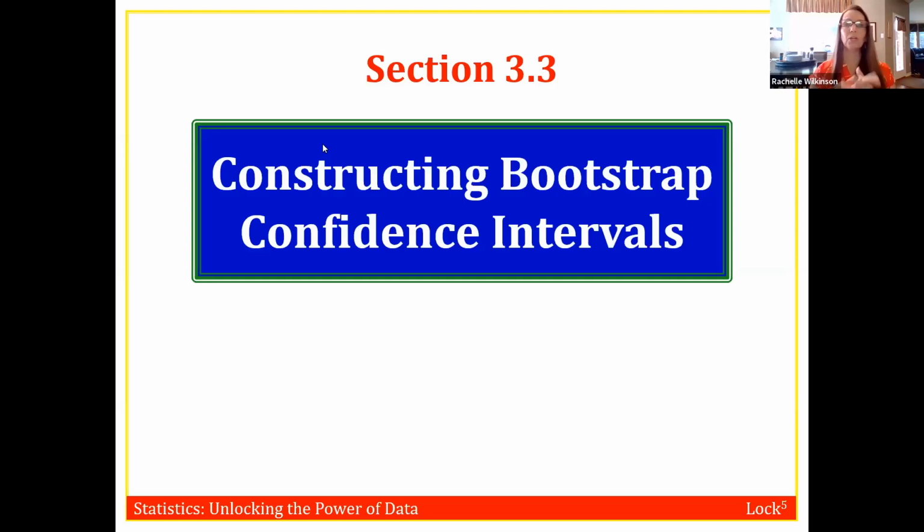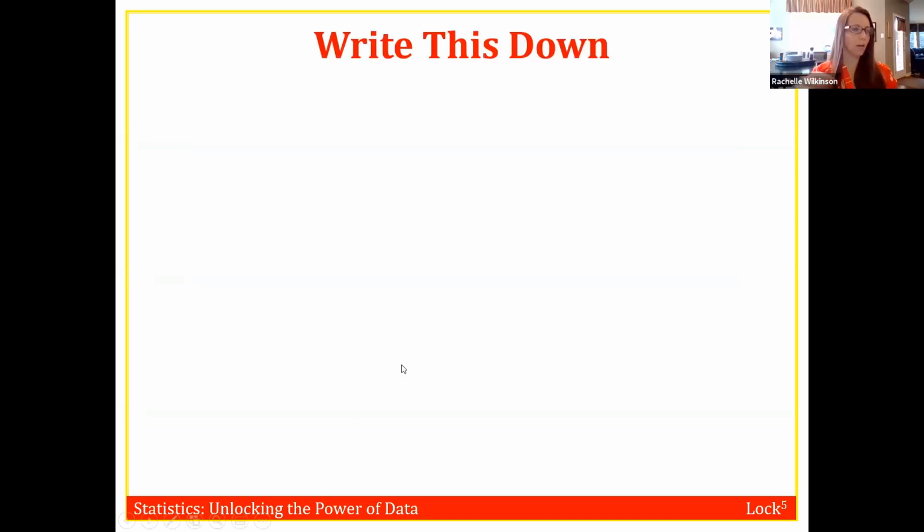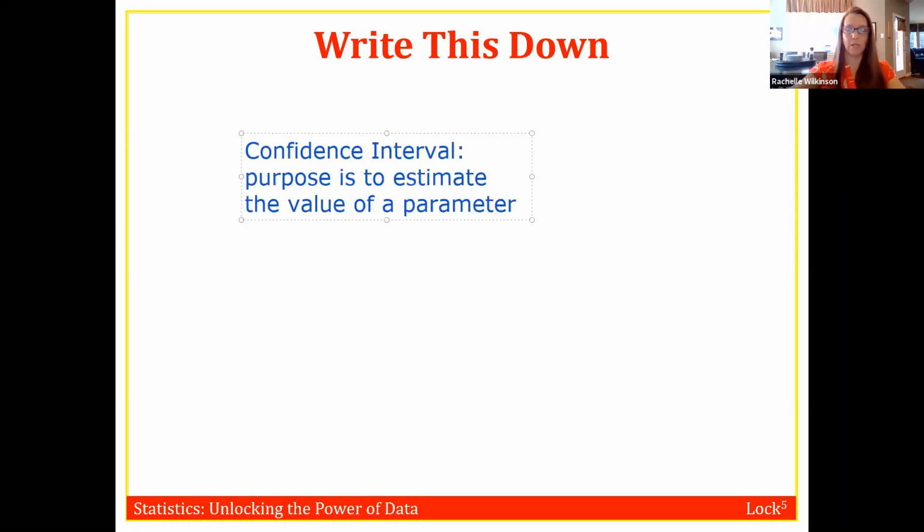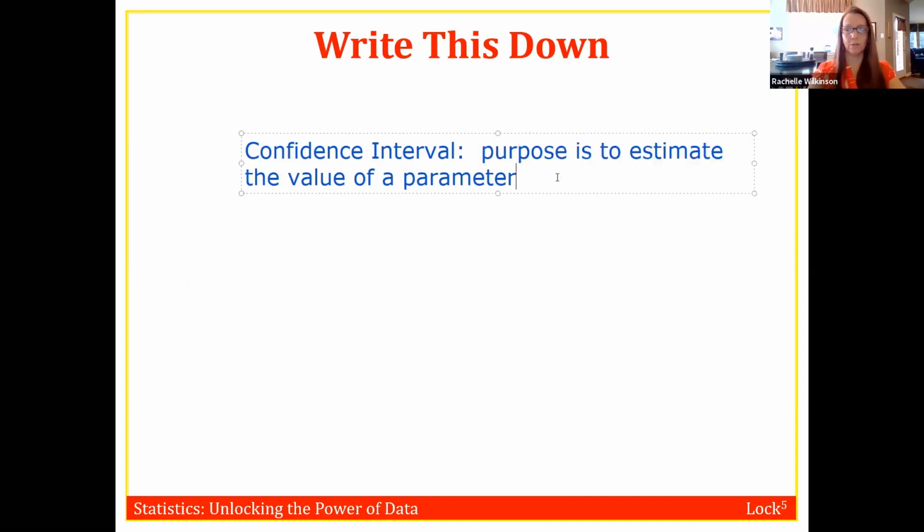All right, so you remember in section 3.2, which we talked about last time, we introduced confidence intervals. The purpose of a confidence interval was to estimate the value of a parameter. We wrote that down last time, but I'm just going to refresh our memory by writing it down again. And we talked last time about the basic format for our confidence interval. The basic format is a sample statistic plus or minus the margin of error.